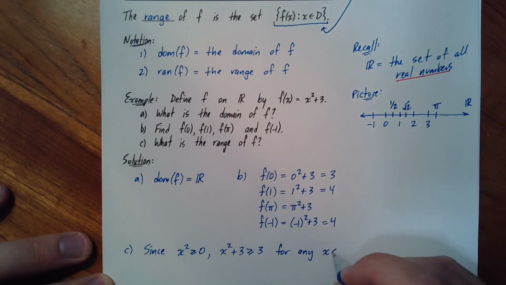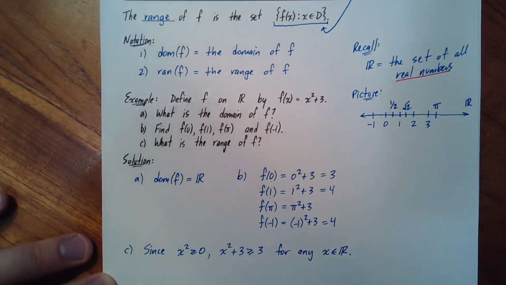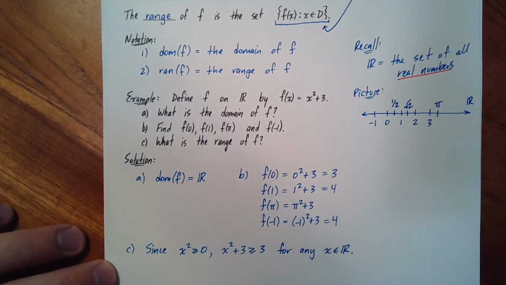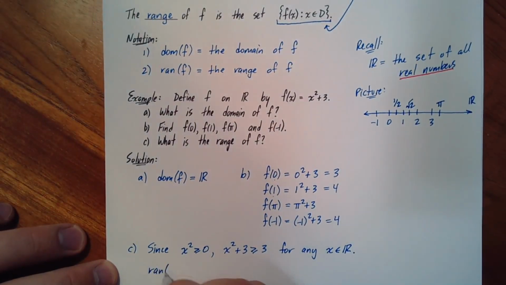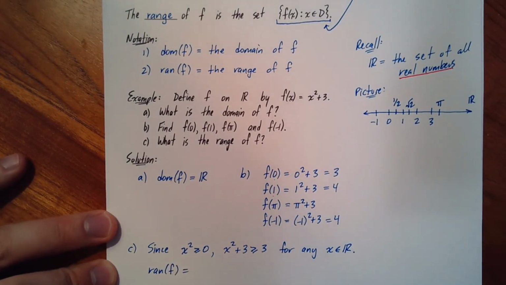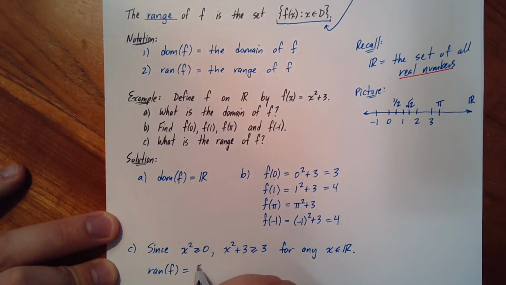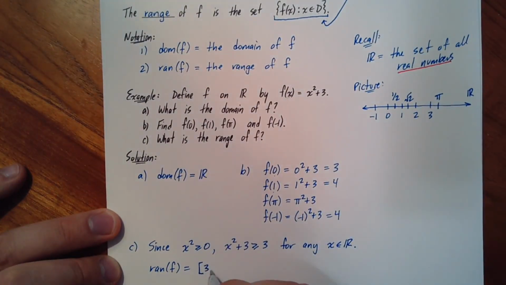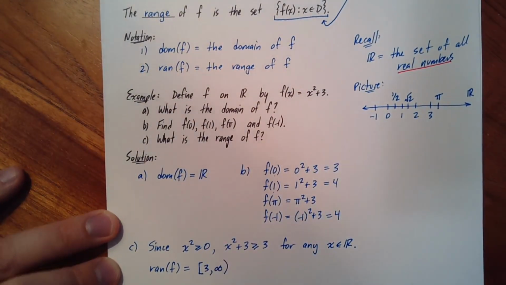So for any x in the reals, that's how I will say that. Okay, so what that tells you is that the output value, x squared plus 3, is always going to be at least 3. It's going to be greater than or equal to 3, no matter what the input value is. Okay, so that's how we get our range. So we can say that the range of f is equal to this interval. Okay, it's equal to the interval consisting of all numbers that are greater than or equal to 3.